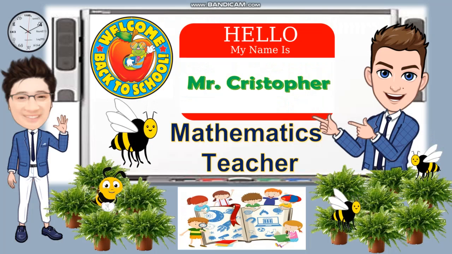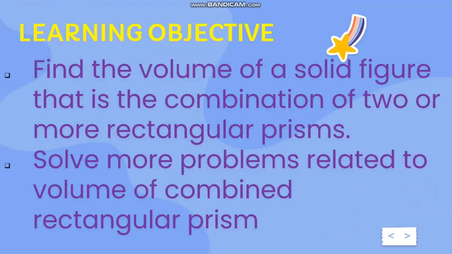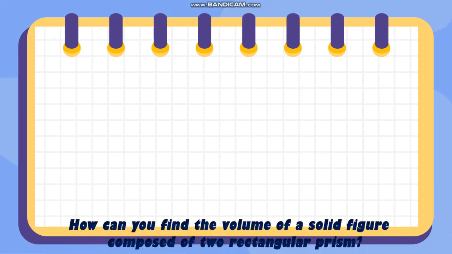Good morning, everyone. Our topic for today is combined volume of prisms. Here are the learning objectives for today's lesson. You're going to find the volume of a solid figure that is a combination of two or more rectangular prisms, and you're going to solve more problems related to volume of combined rectangular prisms.